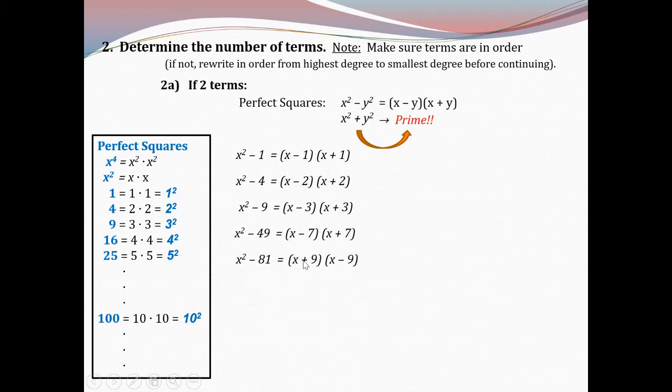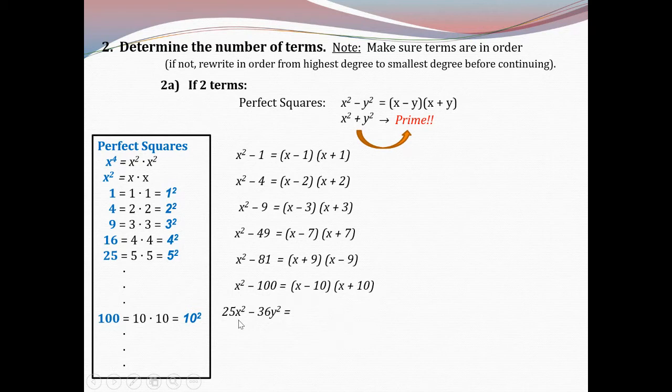Hey guys, here I put the plus on purpose because it doesn't matter what goes first, the plus or the minus, as long as they're different signs. You see, same thing here. As long as they're different signs, you can put it x plus 9 or x minus 9 or vice versa. How about x squared minus 100, right? It's going to be 10 times 10, right? So it's going to be x minus 10 and x plus 10.